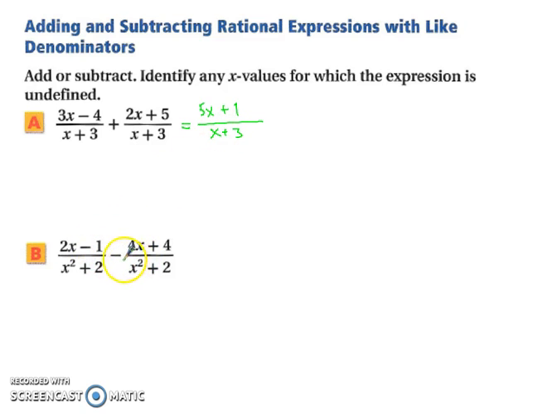So the same principle applies. The denominators are the same. So now you're just going to subtract. Keep in mind, you're subtracting every value. So when you subtract, you want to make sure you're subtracting 4x and you're subtracting 4.